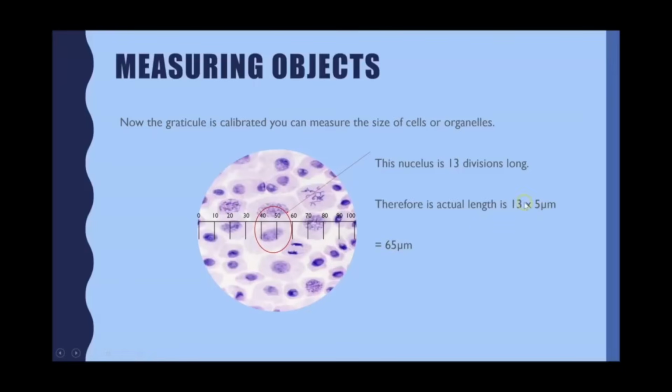As one division is worth 5, and we've got 13 divisions, that means in total the nucleus's actual size, this magnification we've worked out, is 65 micrometers. Now it will be that distance or length at every magnification. The only thing that will change is what one division on the eyepiece graticule is worth at different magnifications.